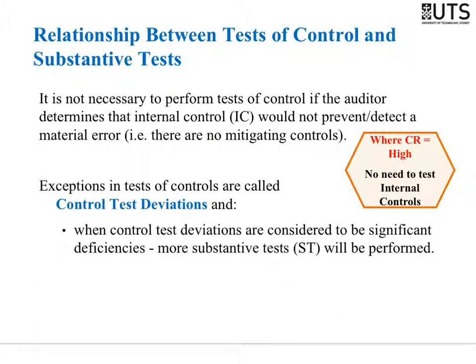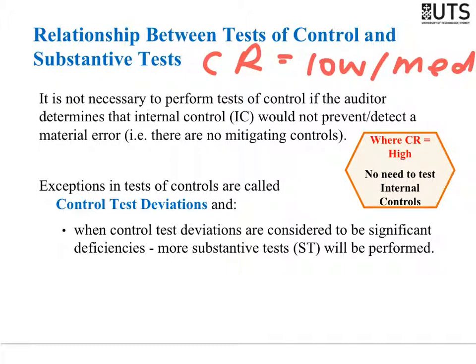Now, I've already discussed this, but I'll be quick. There's a relationship between controls testing and substantive testing. Now, we mentioned this earlier. The only time that you will go ahead and do controls testing is if you assess control risk as either low or medium. If you assess control risk as being high, you're not going to waste your time testing them. You're just going to focus on the detailed testing, right? You don't want to waste your time. So it's only when control risk is low or medium that you would go ahead and do controls testing.